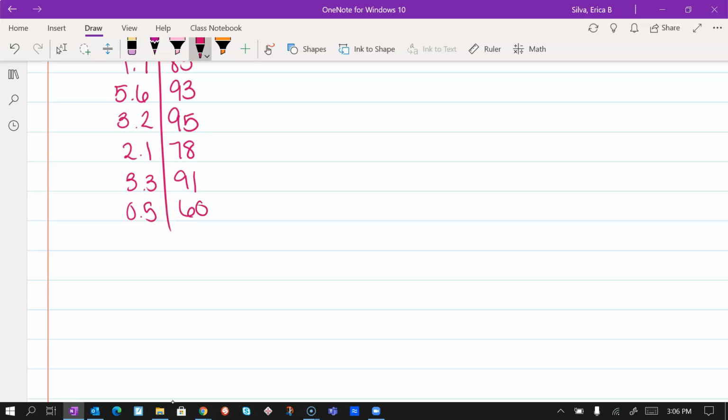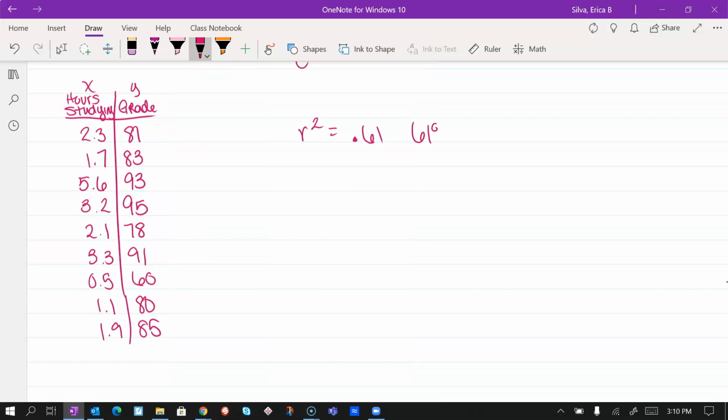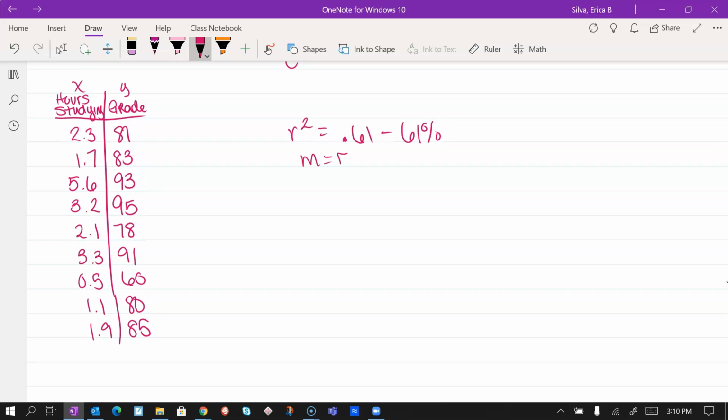0.5, they got a 60. 1.1, they got an 80. And 1.9, they got a 61. Let's write these things down. Our r squared is 61, which means it's 61%. And then we're going to write down our M, which is, let's say, 5.6, and then my B, which is 69.7.